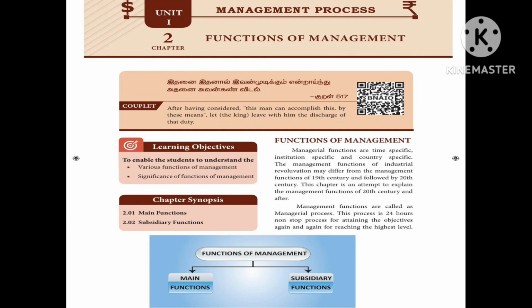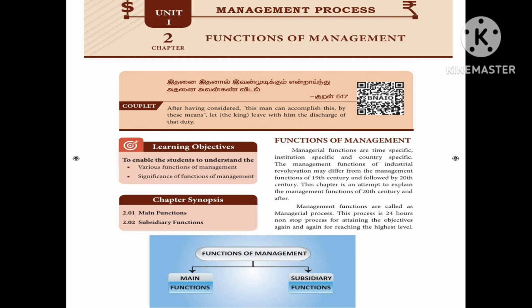Unit 1. Management Process. Chapter 2. Functions of Management. Managerial functions are time-specific, institution-specific and country-specific. The management functions of the Industrial Revolution may differ from the management functions of the 19th century, followed by the 20th century. This chapter is an attempt to explain the management functions of the 20th century and after.